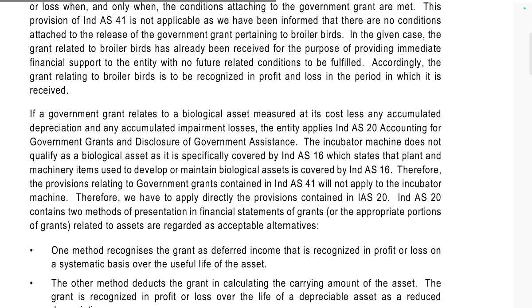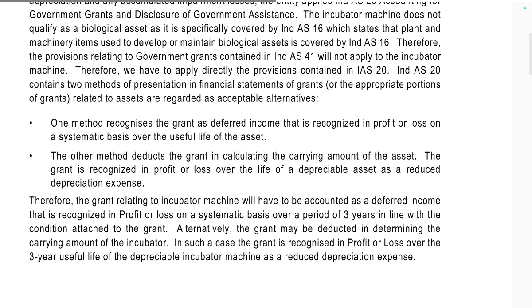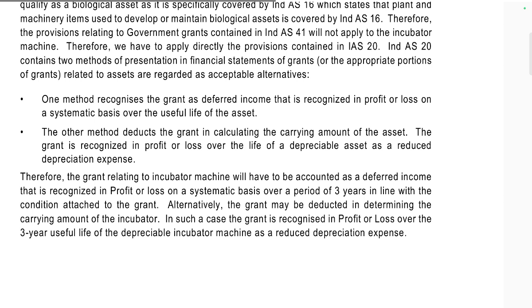Ind AS 20 contains two acceptable methods of presenting grants related to assets in financial statements. One method recognizes the grant as deferred income, recognized in the profit and loss account on a systematic basis over the useful life of the asset. Another method deducts the grant in calculating the carrying amount of the asset, and the grant is recognized in profit and loss over the life of the depreciable asset as reduced depreciation expense. Therefore, the grant related to the incubator machine will be accounted for as deferred income, recognized in profit and loss on a systematic basis over 3 years.